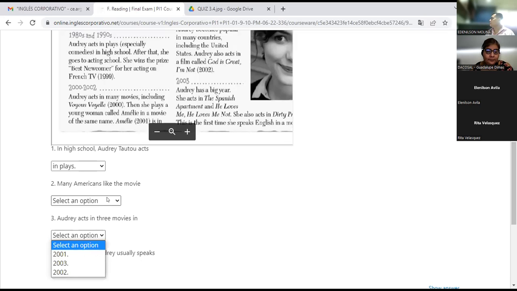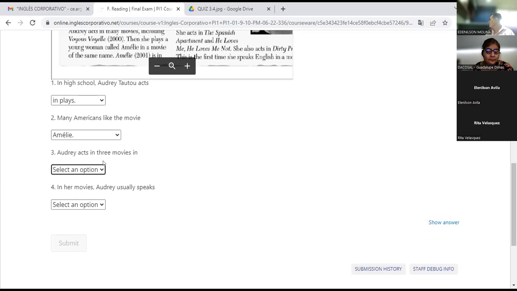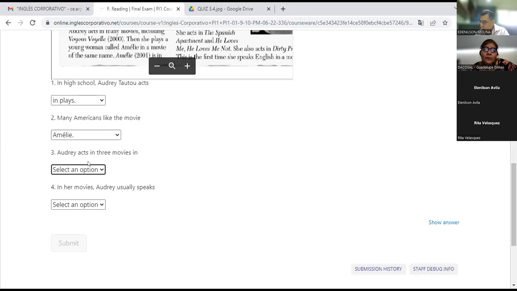Look. Audrey acts in three movies. Actúa en tres películas. ¿En qué año? Let's look for the information. ¿En qué parte es esa información? Tres películas. Look, The Spanish Apartment es la primera. He Loves Me es la segunda. And Very Pretty Things. Tres películas. ¿En qué año es? What year is it? 2003.